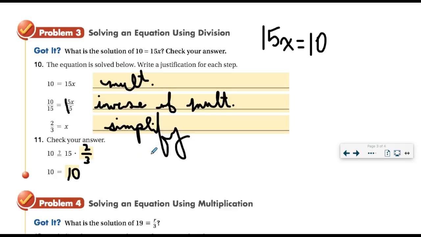So the good thing about knowing the steps, though, is when you get to a problem that is a little bit more complicated, then you know what to do. Let's move on.